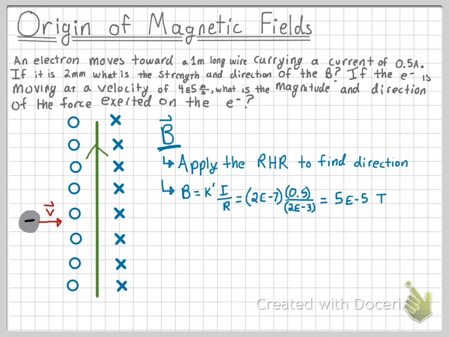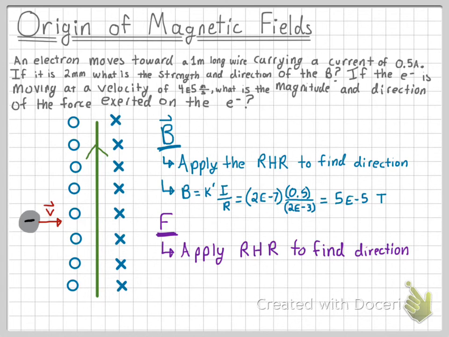Next, we want to find the magnitude and the direction of the force on the electron. So we first need to apply our first right-hand rule to find the direction of the force. So the magnetic field is coming out of the page where the electron is. So our fingers come out of the page. Our thumb aligns with the velocity, and then we see that our palm faces downwards. But since it is a negative charge, we reverse the signs, and the force points upwards.